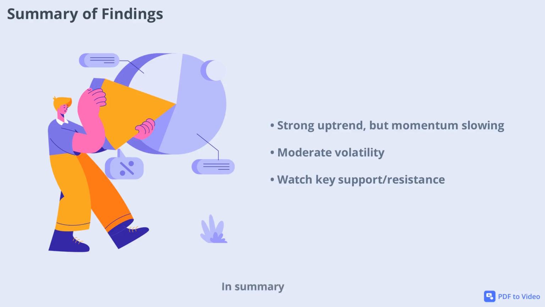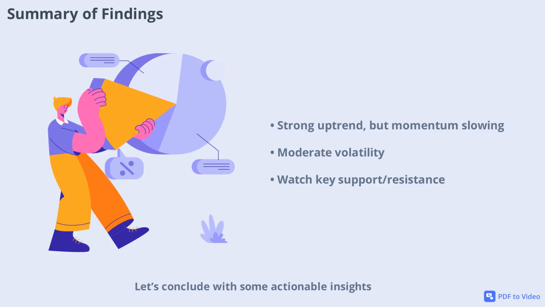In summary, Mu is currently trading near the upper end of its recent range, with most technical indicators pointing to a strong but potentially overextended uptrend. Short-term momentum has weakened, and volatility remains moderate. Key support and resistance levels will be crucial in determining the next move. Volume and sentiment are mixed, suggesting traders should remain cautious and wait for clearer signals before making large commitments.